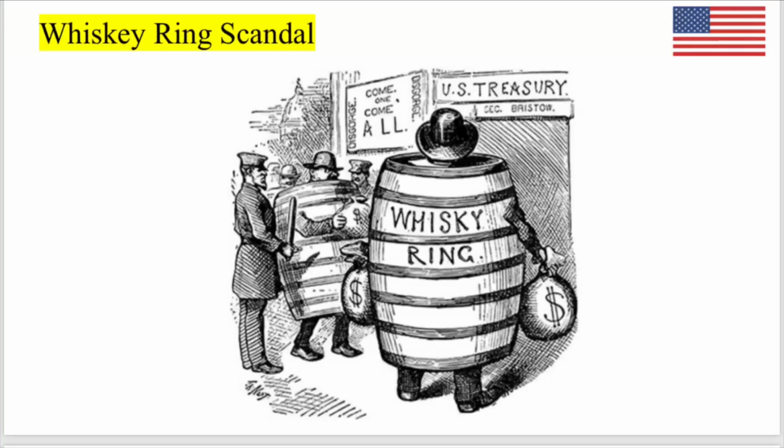Corruption was a big deal at this time, and one example was the Whiskey Ring Scandal, where federal revenue agents conspired with the liquor industry to defraud the government of millions of dollars. These people were supposed to collect taxes, but they were really involved in a lot of bribery, and it hurt the federal government in the end.